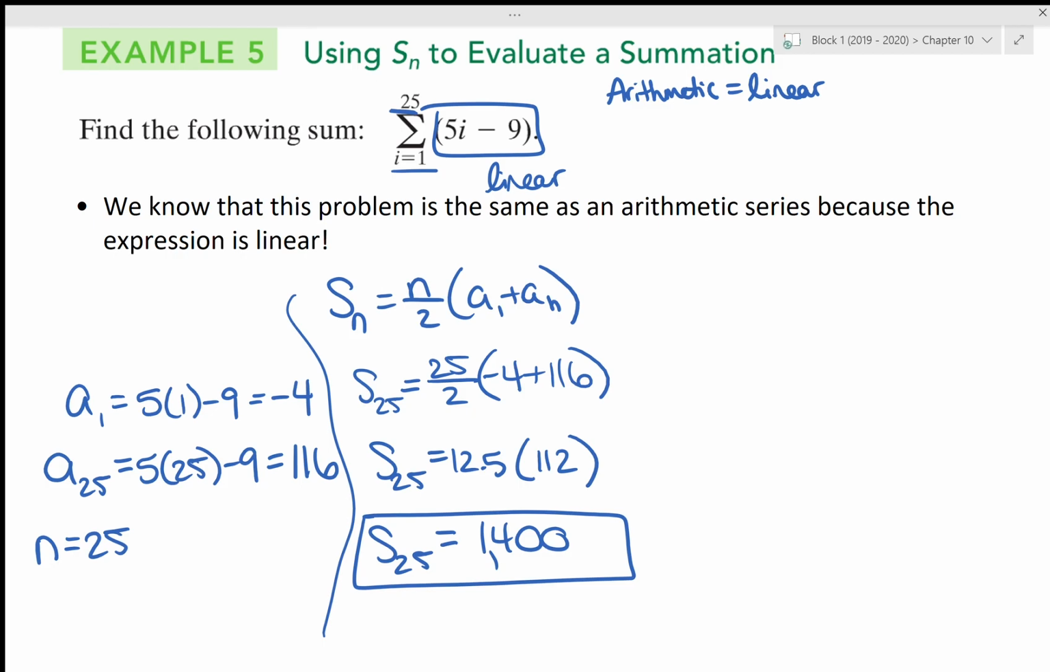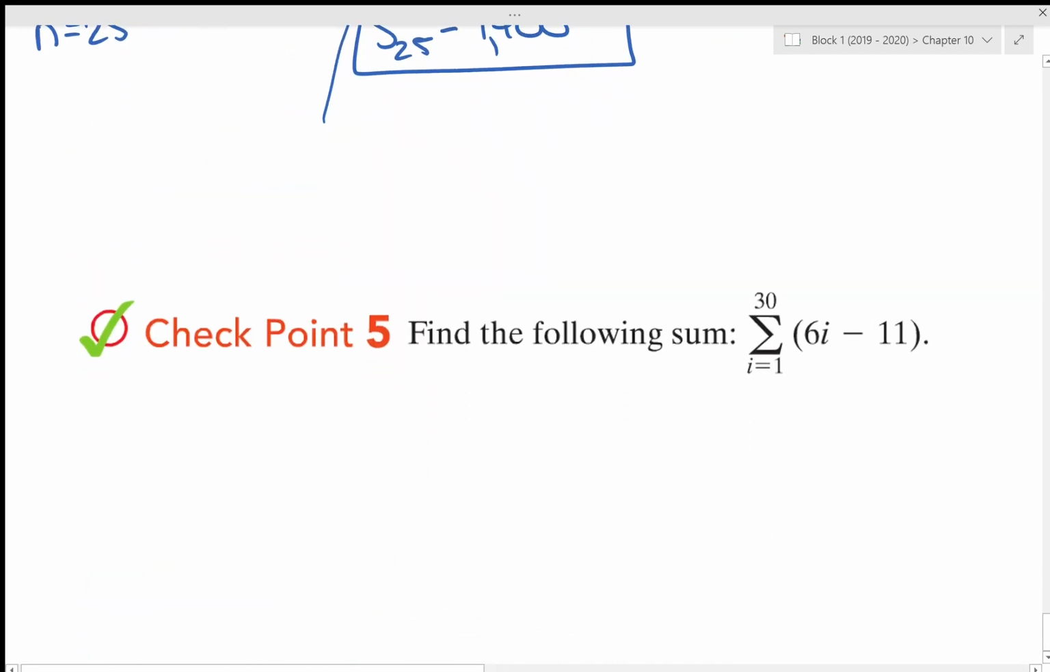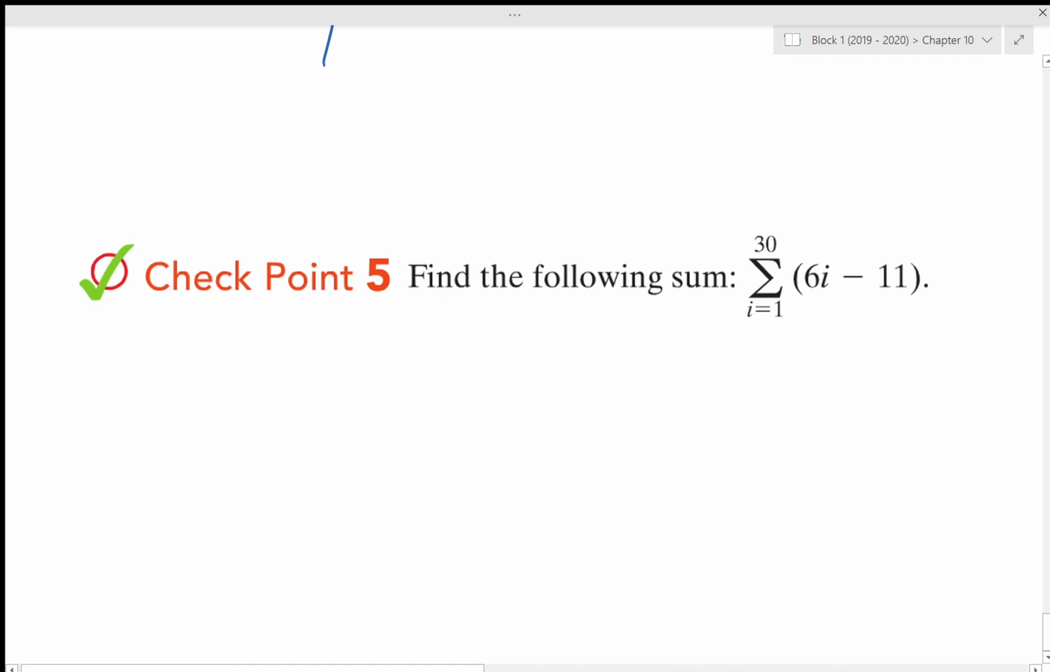Now, let's see if you truly get this. I want you to try check 0.5 on your own. Good luck.